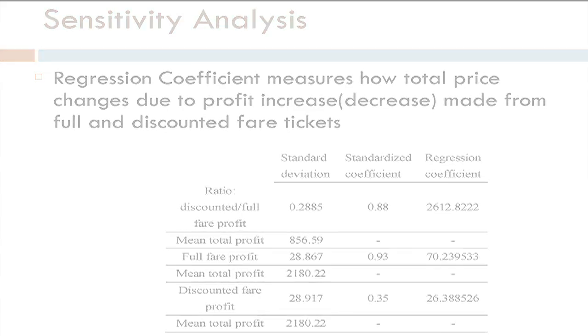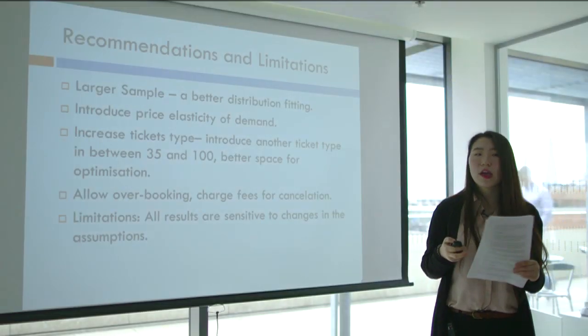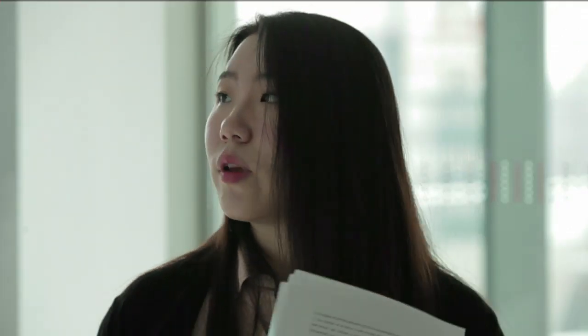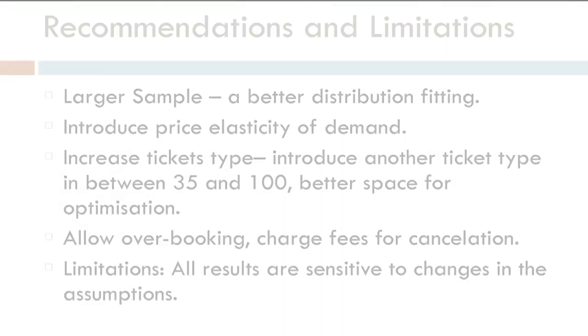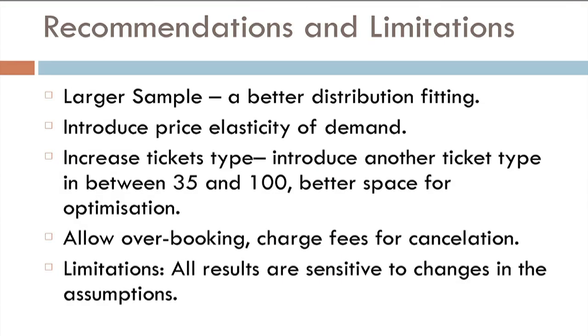Now let's look at some recommendations and the limitations that we have for the simulations. From what we have discussed so far, we know that the simulation is run based on a sample of 640 samples, which is a quite small sample size. So in order to get a better distribution fitting, we might want to increase the number of samples we use.